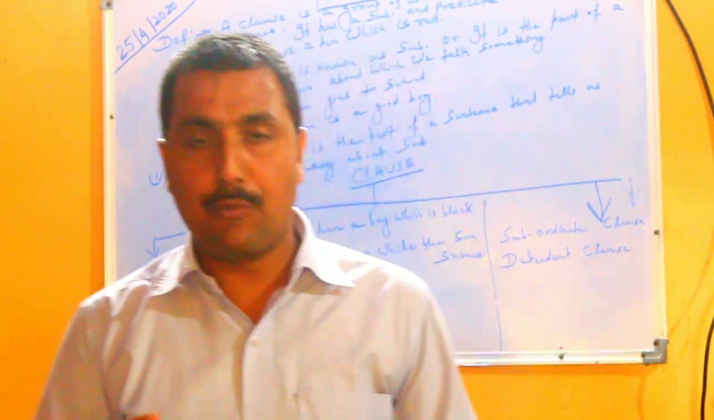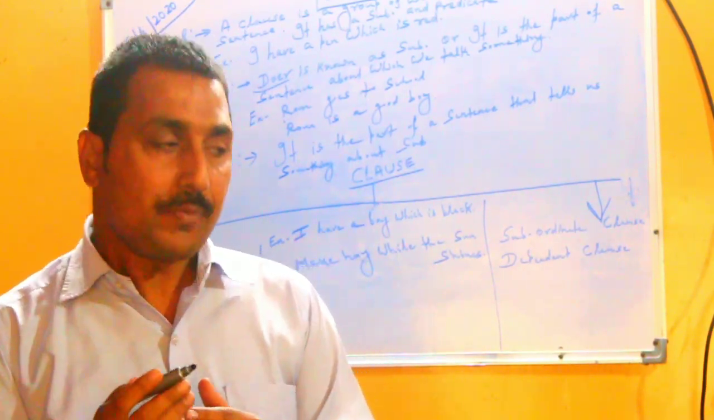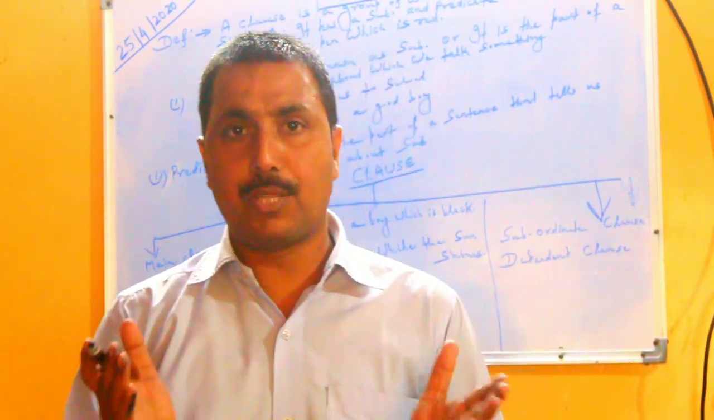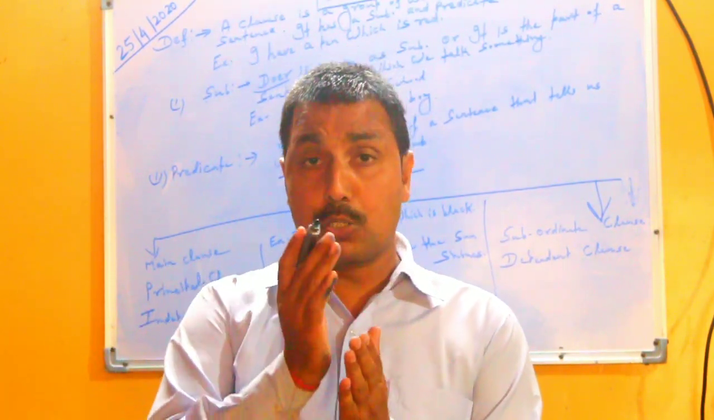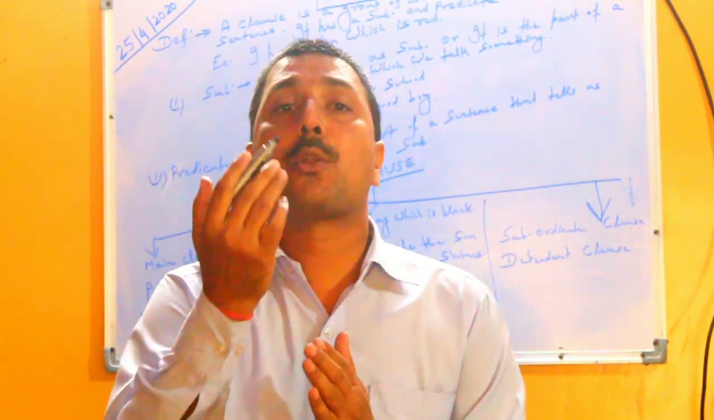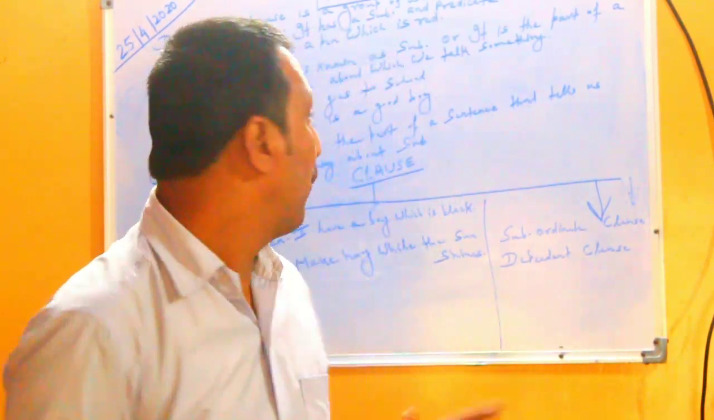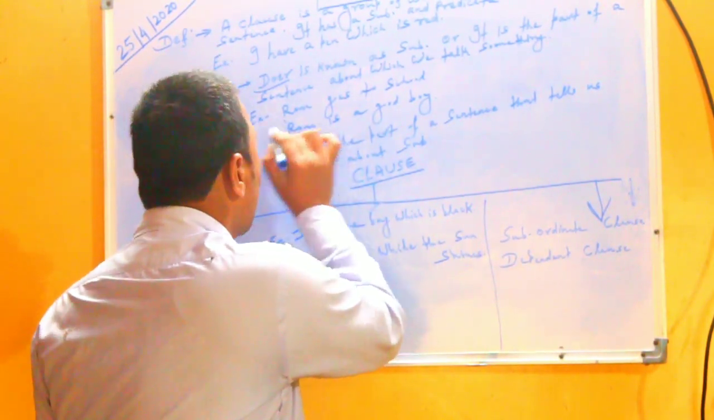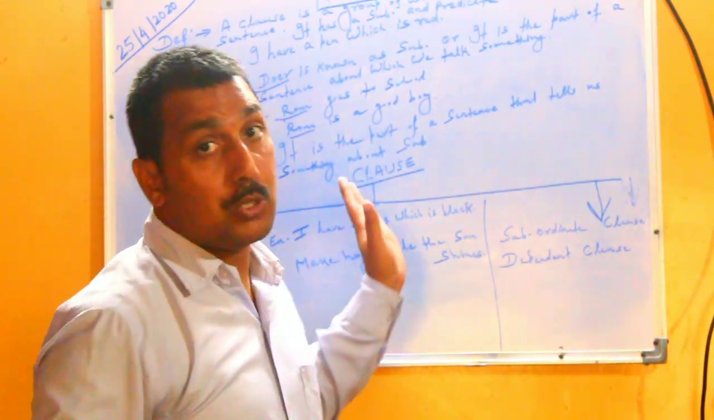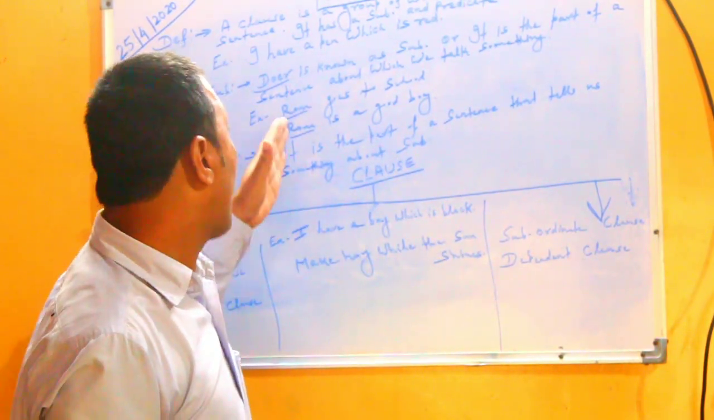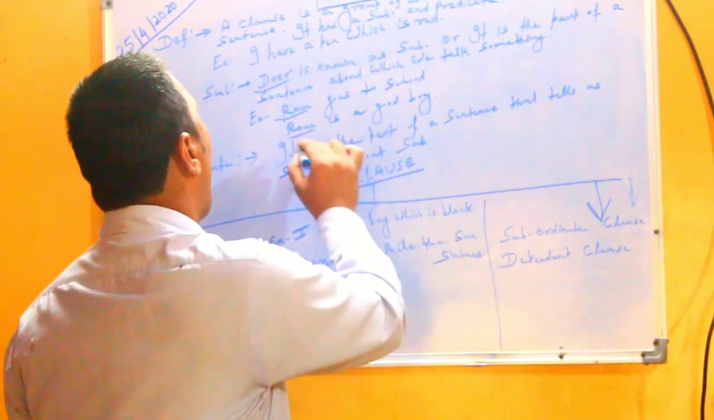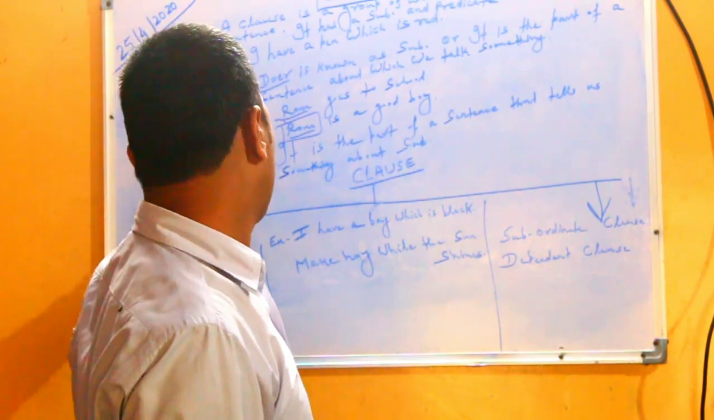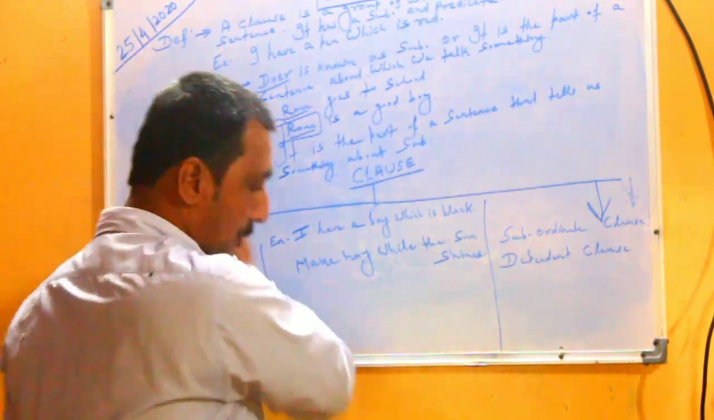But the second definition of subject is, it is the part of the sentence about which we talk. This time the subject is not doing anything, but we are talking about the subject only. For example, Ram is a good boy. Here Ram is also the subject, but here Ram is not doing anything. We are talking about Ram only, that Ram is a good boy. So Ram is the subject.